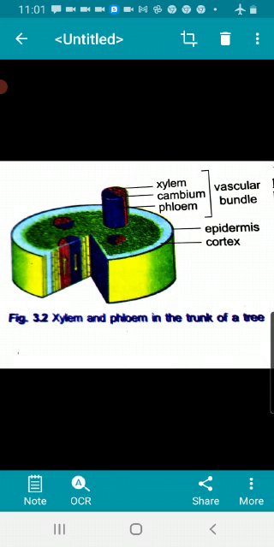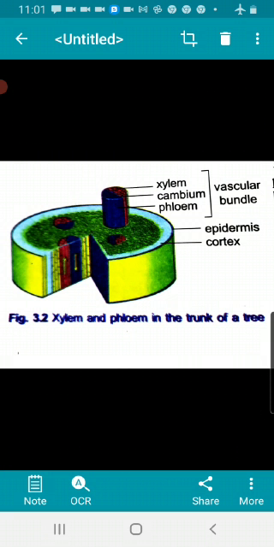A tissue is a group of cells that perform a specialized function in an organism. The vascular tissue for the transport of water and nutrients in the plant is called the xylem. You can see here the xylem and phloem. So the xylem carries water and nutrients from the root to all parts of the plant.